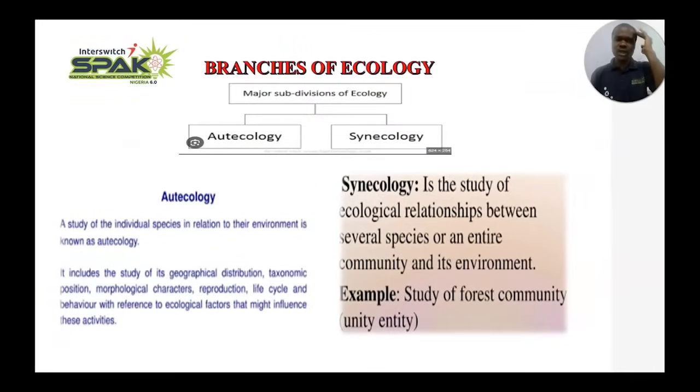Now, let's briefly look at the branches of ecology. We divide ecology into two main divisions: autecology and synecology. Autecology, from self, is the ecology of a single species of organism. When you study a single organism, for example, if a biologist decides to study only Panicum maximum in the environment, a single species, that's autecology.